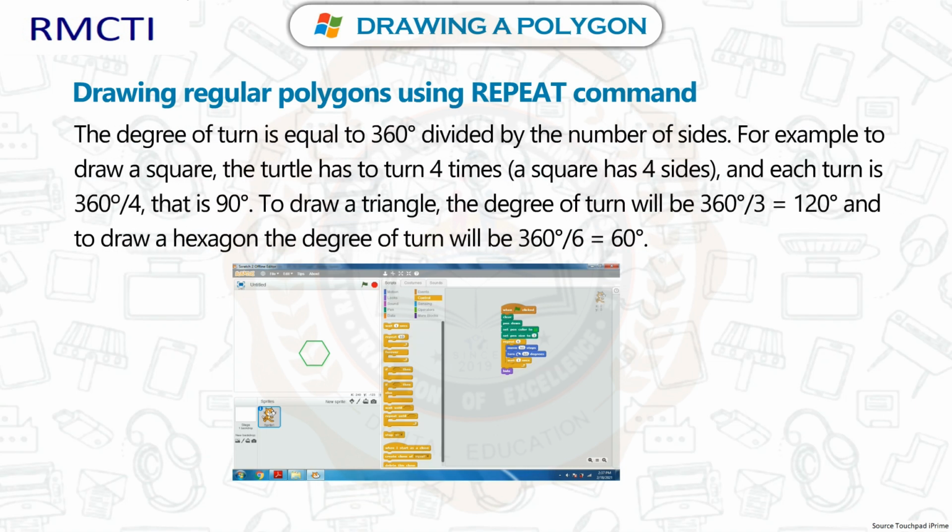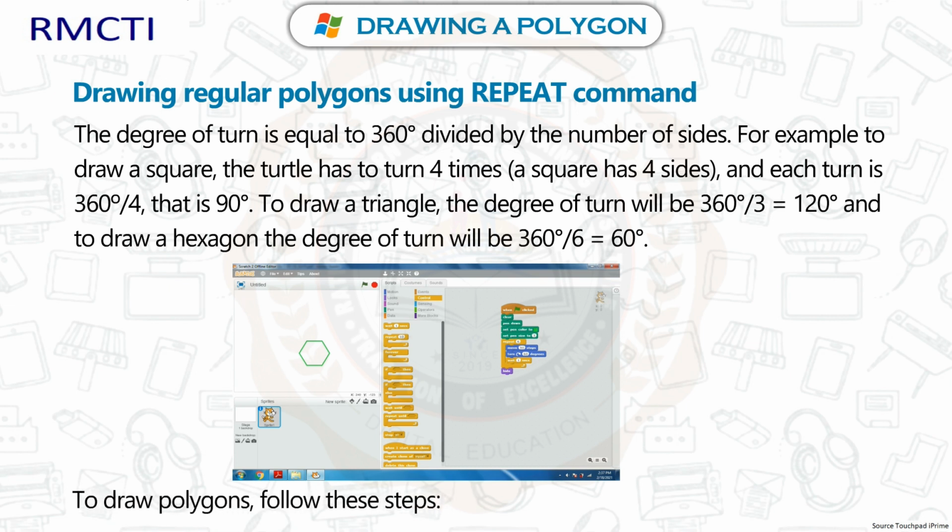The degree of turn is equal to 360 degrees divided by the number of sides. For example, to draw a square, the sprite has to turn 4 times. A square has 4 sides and each turn is 360 degrees divided by 4, that is 90 degrees. To draw a triangle, the degree of turn will be 360 divided by 3, which is 120 degrees, and to draw a hexagon, the degree of turn will be 360 divided by 6, which is 60 degrees.